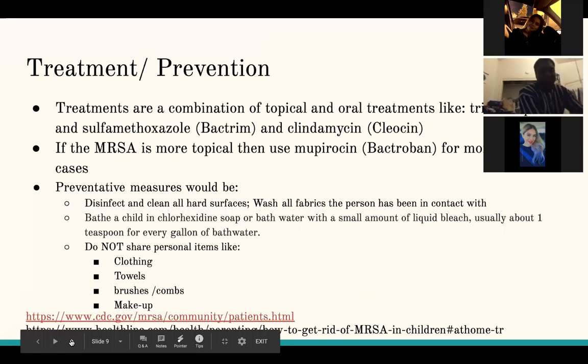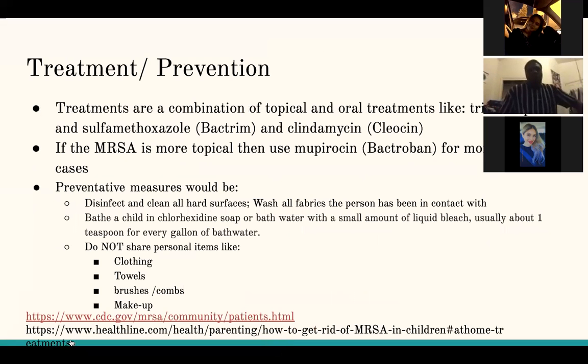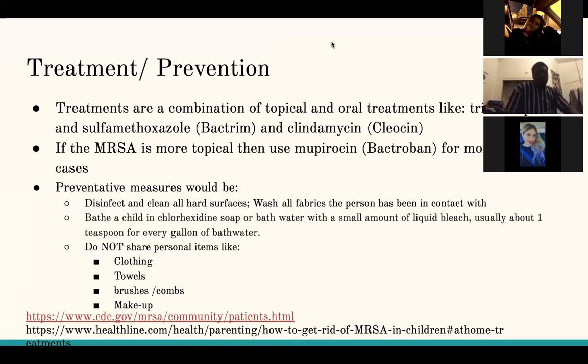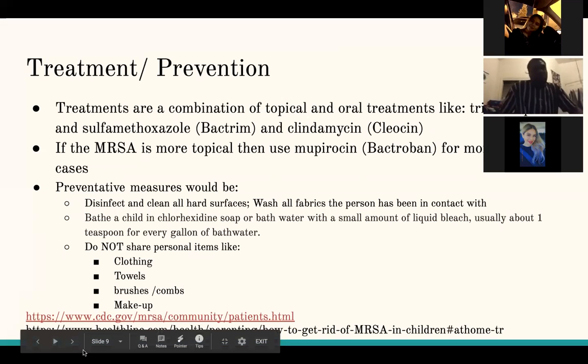There are a lot of treatment and prevention plans. For treatment, they're mostly a combination of topical or oral treatments like trimethoprim and sulfamethoxazole, which is known as Bactrim, or you can use clindamycin, which is known as Cleocin. If the MRSA is more topical, meaning there's a bigger area of infection, you can use mupirocin, which is used in more severe cases.